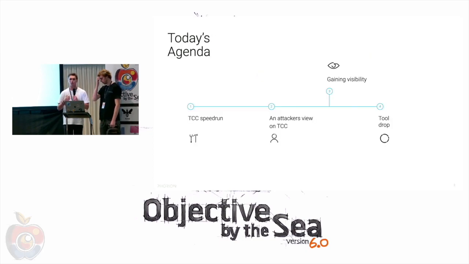So to give you a quick run through of what we're going to be talking about today, we're going to give a really quick speed run of TCC, just to lay the foundations for the rest of our talk, with a high level overview of how it works, what it looks like for both the user and somewhat to the system as well. We're then going to give an attacker's view of TCC, so how red teamers, offensive security operators, many of the people in this room go around finding bugs in TCC, abusing it, and some of the interesting parts there. We're then going to be looking at gaining visibility into TCC itself. And last but not least, to keep the crowds happy, we're going to be dropping a tool at the end as well, as Patrick mentioned.